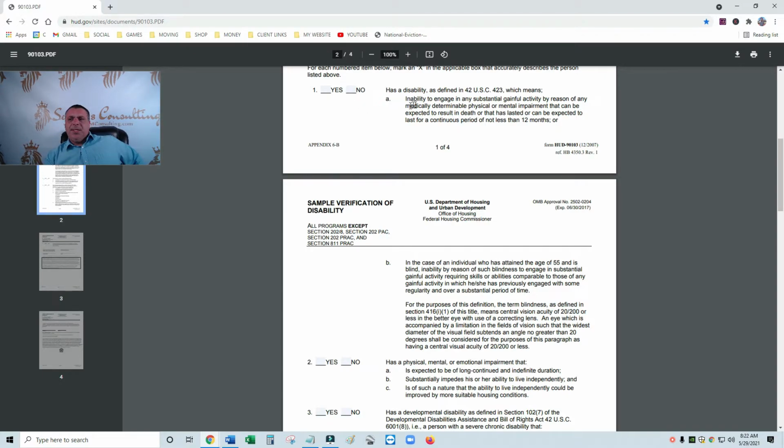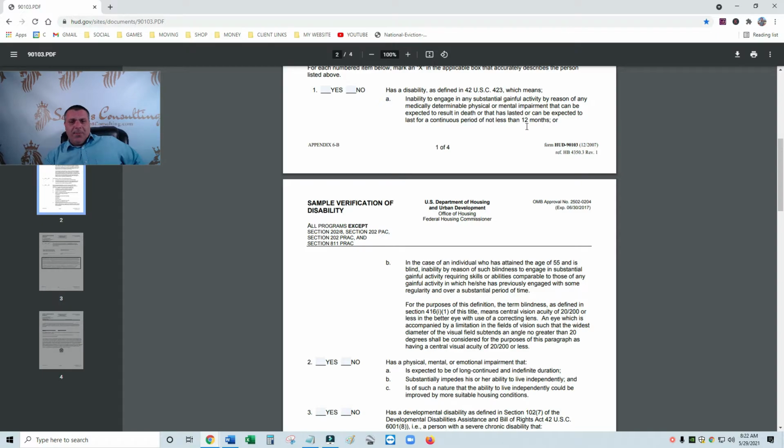Does this person have a disability as defined in 42 USC 423, which means the inability to engage in substantial gainful activity by reason of any medically determinable physical or mental impairment that can be expected to result in death or has lasted or is expected to last for a continuous period of 12 months or less.